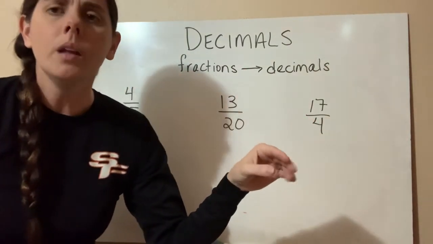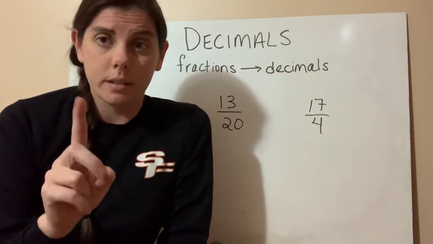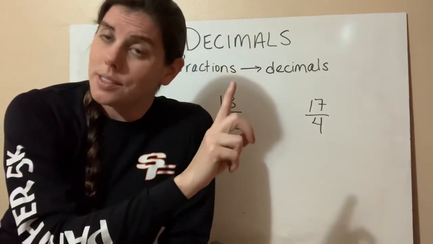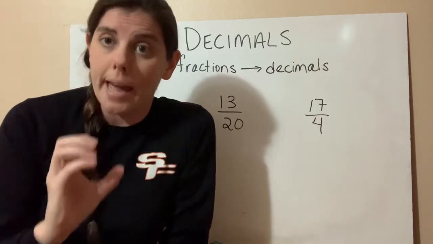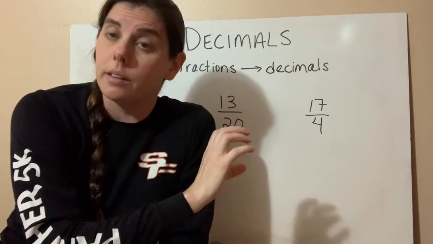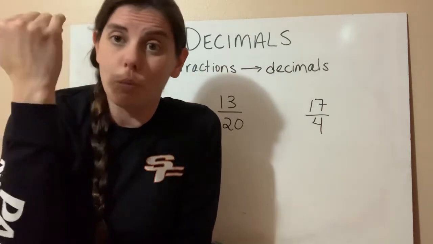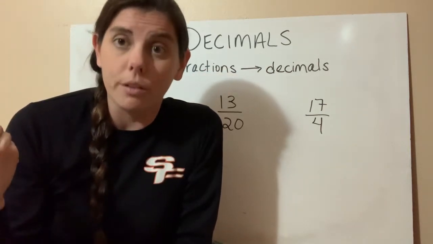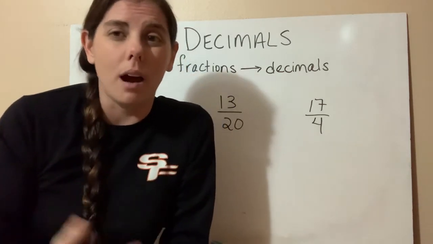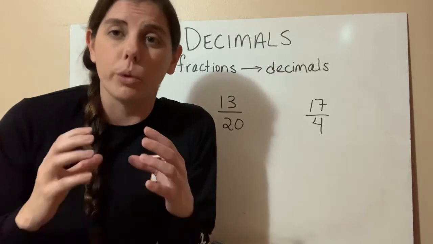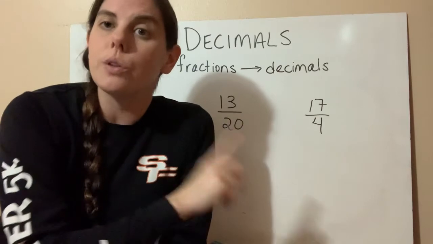Since we know that our place values for decimals are tenths, hundredths, and thousandths, wouldn't it make sense if we could get our denominator to equal a 10, 100, or 1,000? That would make sense because then we can just go ahead and turn that numerator into the decimal value in that placeholder. So that's the concept that we want to get used to when we're starting with a fraction and turning it into a decimal. And we're going to do that in just a moment.